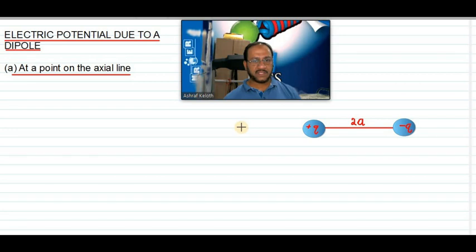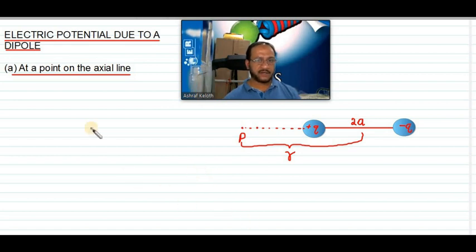So we will take a point P somewhere here. Point P is at this point, okay? And that point P is on the axial line. If you draw the axial line, this is the axial line, and on it we are taking the point P. That point P is at a distance r from the center of the dipole. r is the distance. Completed the diagram.